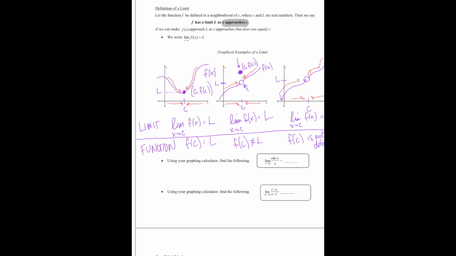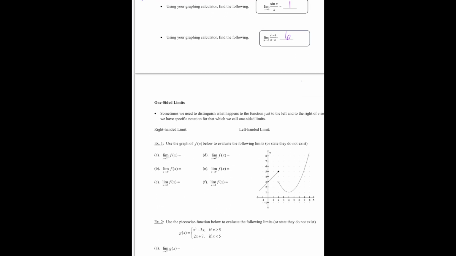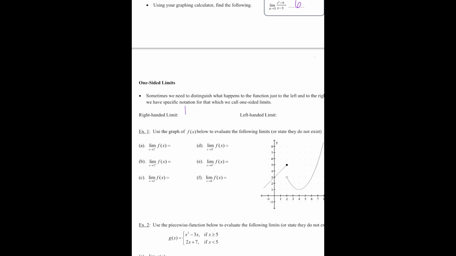Okay, I'm back. So based on the graph that we just did, this one equaled 1 and this one equaled 6. Okay, so now sometimes you are only looking at a right-handed limit or a left-handed limit. The notation there is pretty easy. Let me write those in for you. So this would be... All right, guys, that's the end of the first lesson.